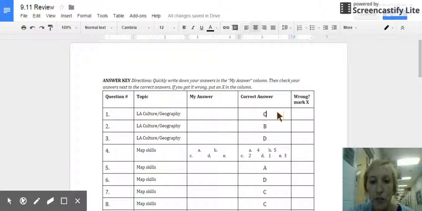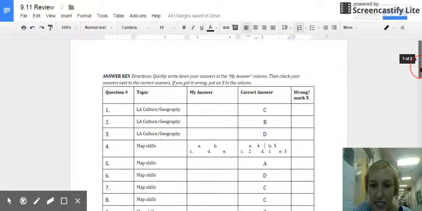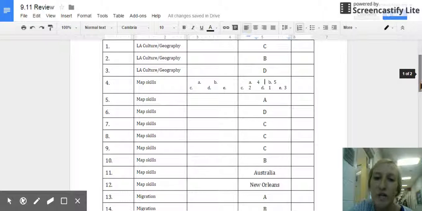So for question number 1, the correct answer is C. For question number 2, B. Number 3, D. For question number 4, that was the matching. A went with 4, B went with 5, C went with 2, D went with 1, and E went with 3. I would mark that correct, or I would mark that incorrect only if you really didn't get any or didn't get more than half.